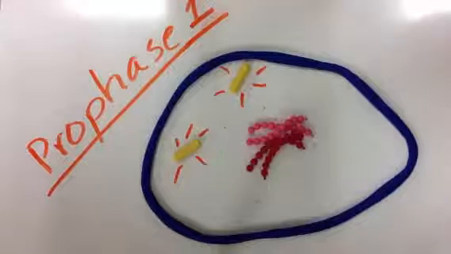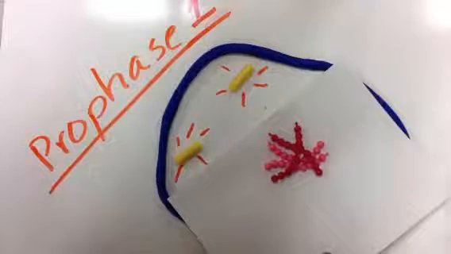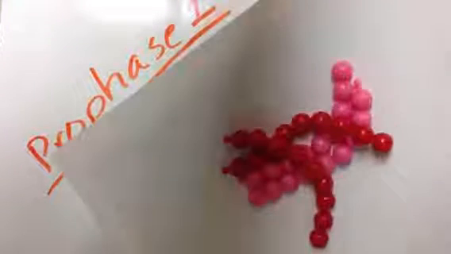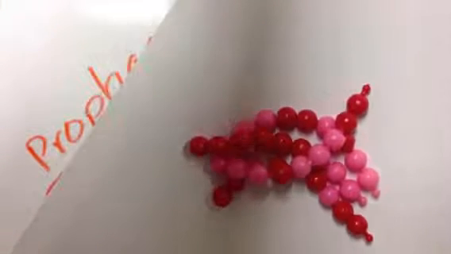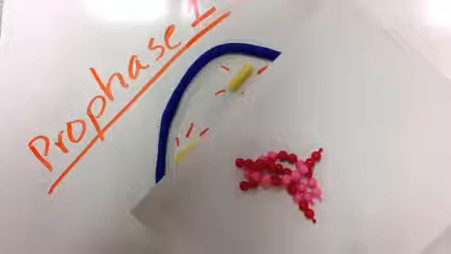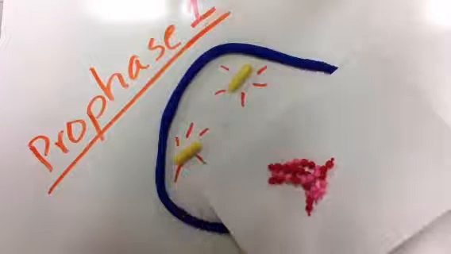After going through interphase, cells now enter prophase 1. Unlike mitosis, chromosomes now do something called crossing over, which means that they switch pieces of themselves with other chromosomes. This creates much genetic variation within the cell.